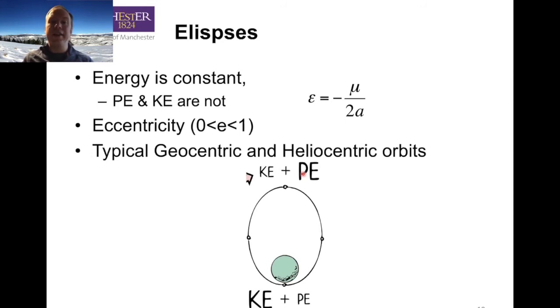Again, epsilon is minus mu over 2a. It's still negative, but as this orbit gets more and more eccentric and the a gets greater and greater, that energy gets closer to 0. So this is what we mean by negative energy. As long as the specific energy is negative, our orbit is closed.